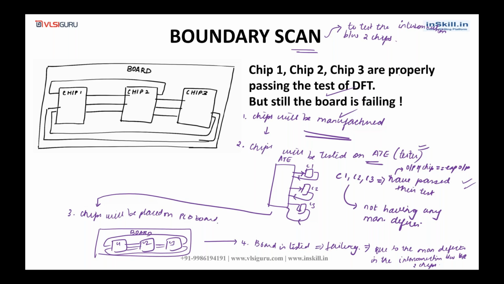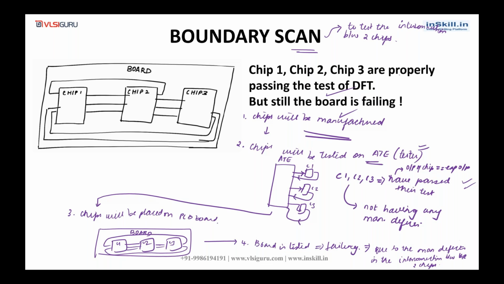Now when the board is tested, it is failing. So why is it failing? Because chip 1, chip 2, chip 3 have already passed their test on the ATE, which means they are not having any manufacturing defects internally. Then why is the board failing? It can be due to manufacturing defects in the interconnection between the two chips. So in order to test the interconnection between the two chips only, we will be going for boundary scan.